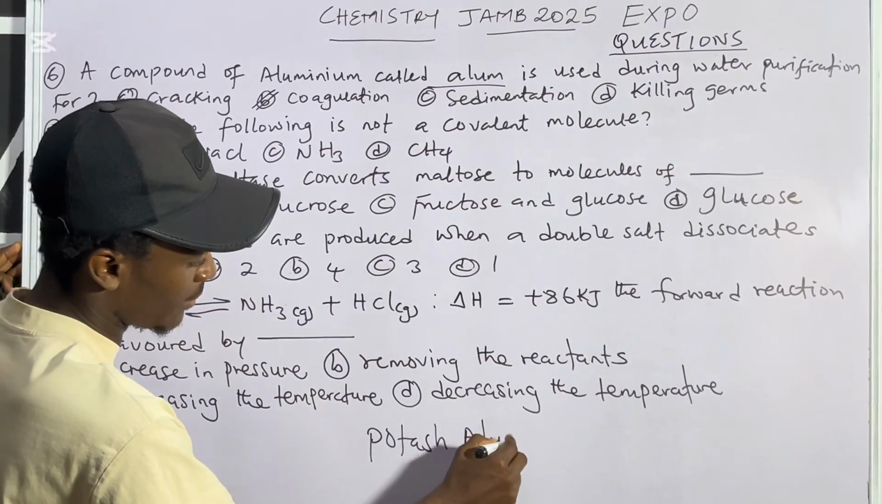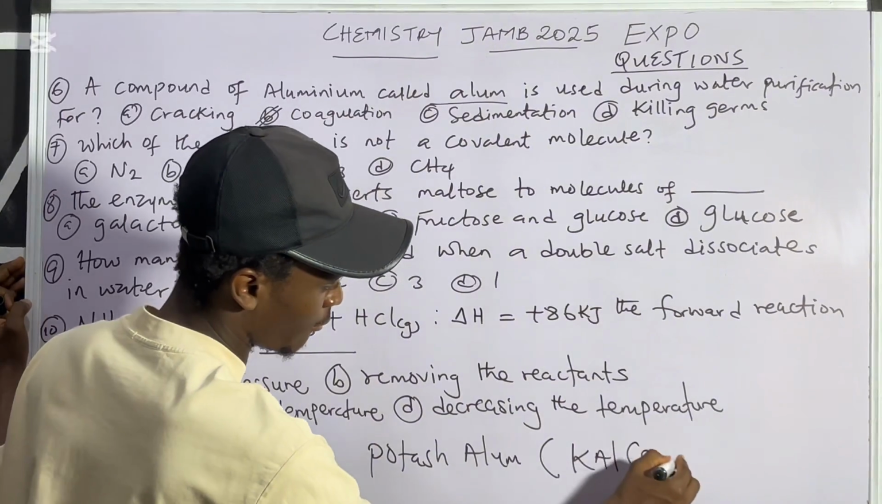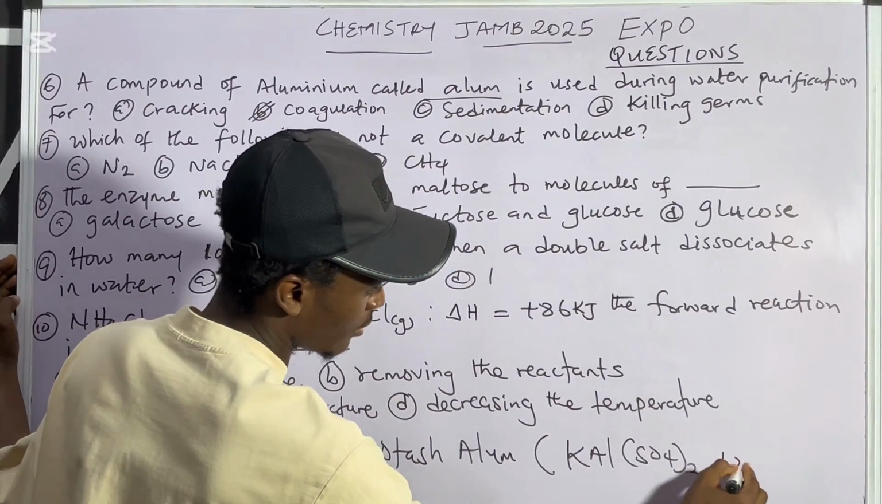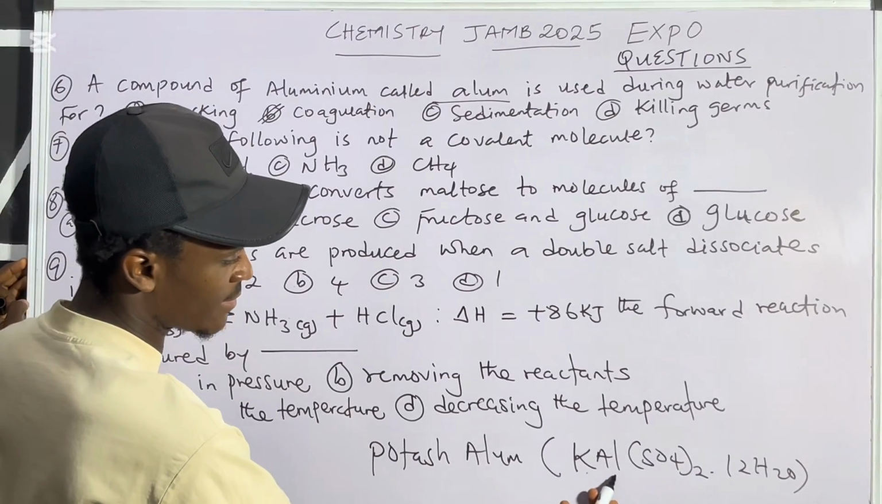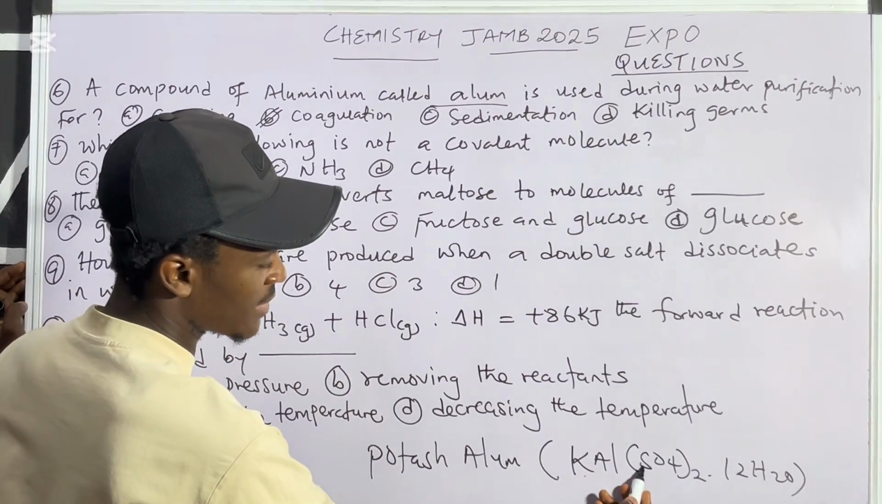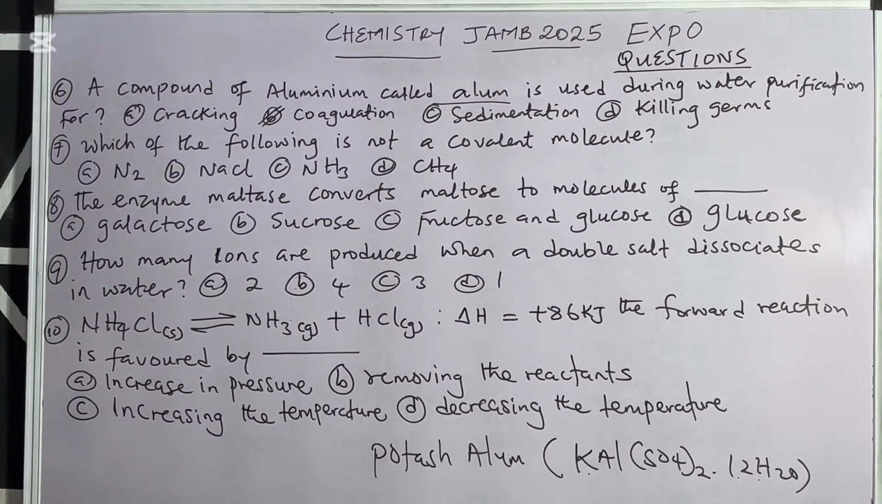Now, potash alum has a formula KAl(SO4)2.12H2O. IUPAC name of this is potassium aluminate 3 tetraoxosulfate 6 dodecahydrate. So that's the IUPAC name of that compound.